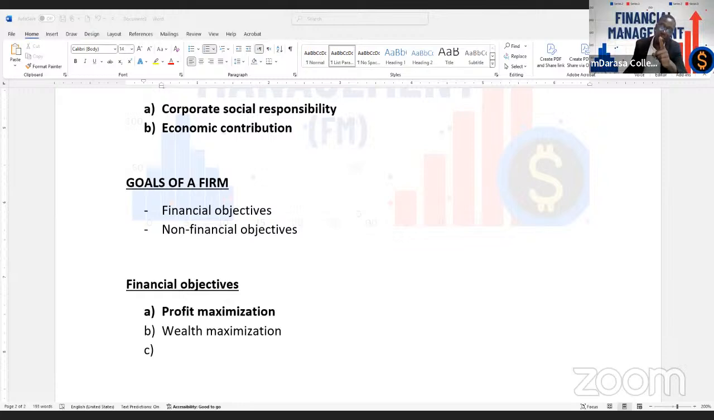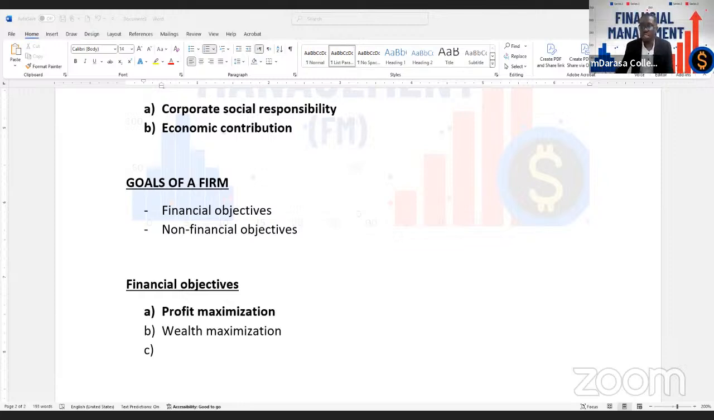Profit deals with optimizing revenue and reducing cost. That is profit maximization. Wealth maximization, we want to increase the share price and dividends payout. Ideally, we are looking at returns to shareholders. So get that difference, my good students, between wealth and profit. Get the difference very well. Okay.